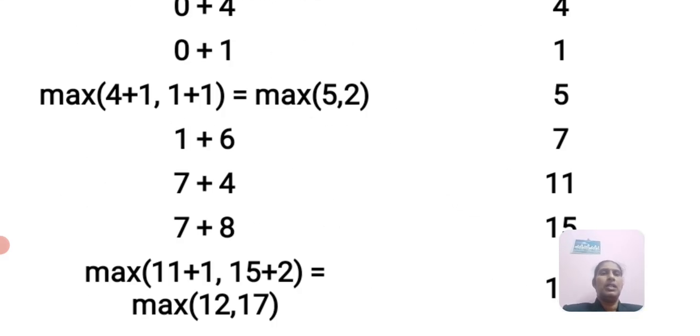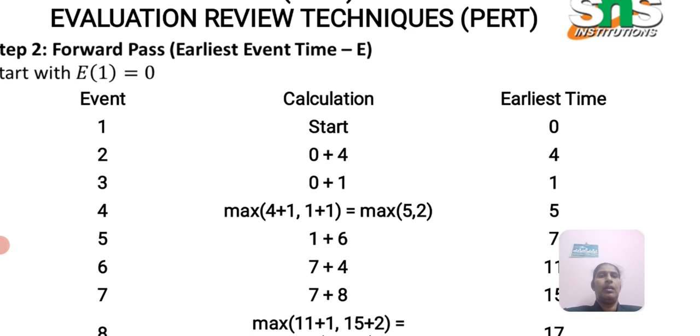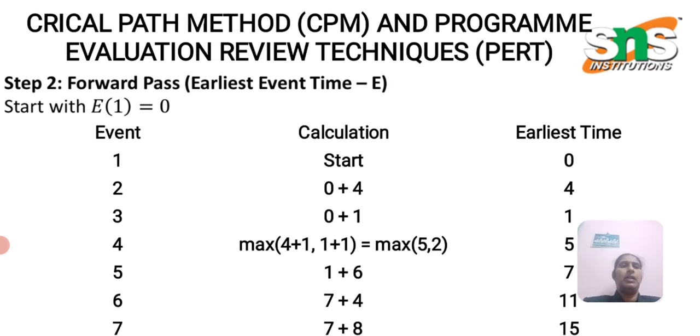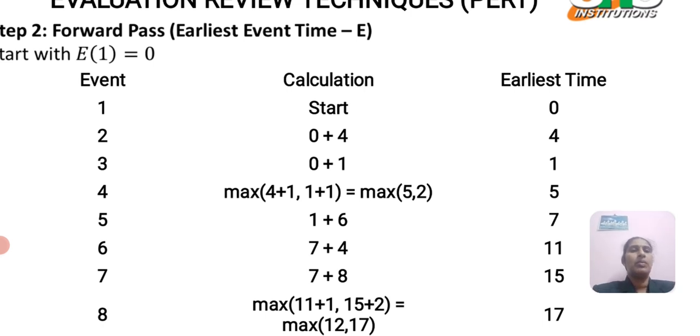Next is the critical path method, which is an evaluation technique. We have to apply the forward pass. For the calculation, first of all we start from the initial value 0, and the next duration is 4, so we add 0 plus 4, that is 4, and 0 plus 1 is 1. If there are two ways, we have to take the maximum value. Between 5 and 2, we take the maximum value.